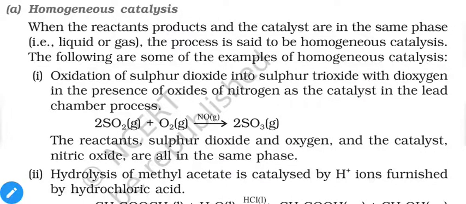Now our next point is homogeneous catalysis. The homo word represents something is similar between two different chemicals or reactants. So when reactants, products and the catalyst are in the same phase, liquid or gas, the process is said to be homogeneous catalysis. That means if all of them, reactant, product and catalyst, are in the same phase, then we can say that this reaction is a homogeneous catalysis reaction.